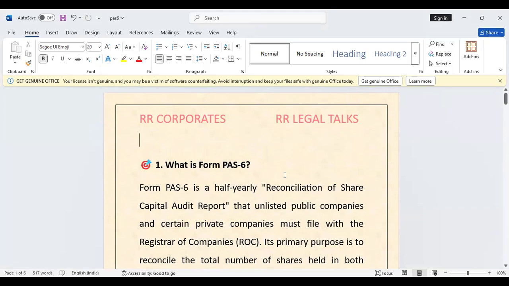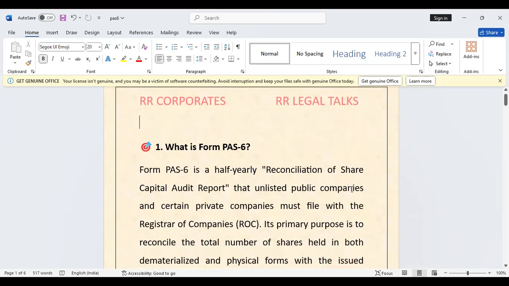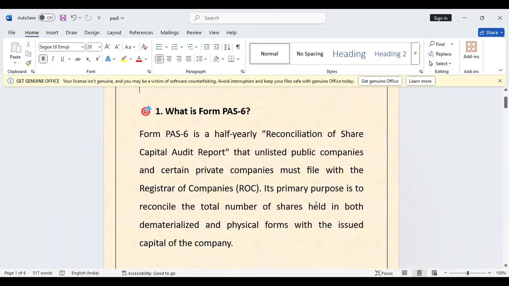We'll discuss an important topic, PAS-6, because now it is the season for filing PAS-6. The due date is 30th of this month, 30th of May. What is PAS-6? PAS-6 is the half-yearly reconciliation of share capital audit report that unlisted public companies must file, because listed companies are not required to file. Unlisted public companies and certain private companies must file with the Registrar of Companies.